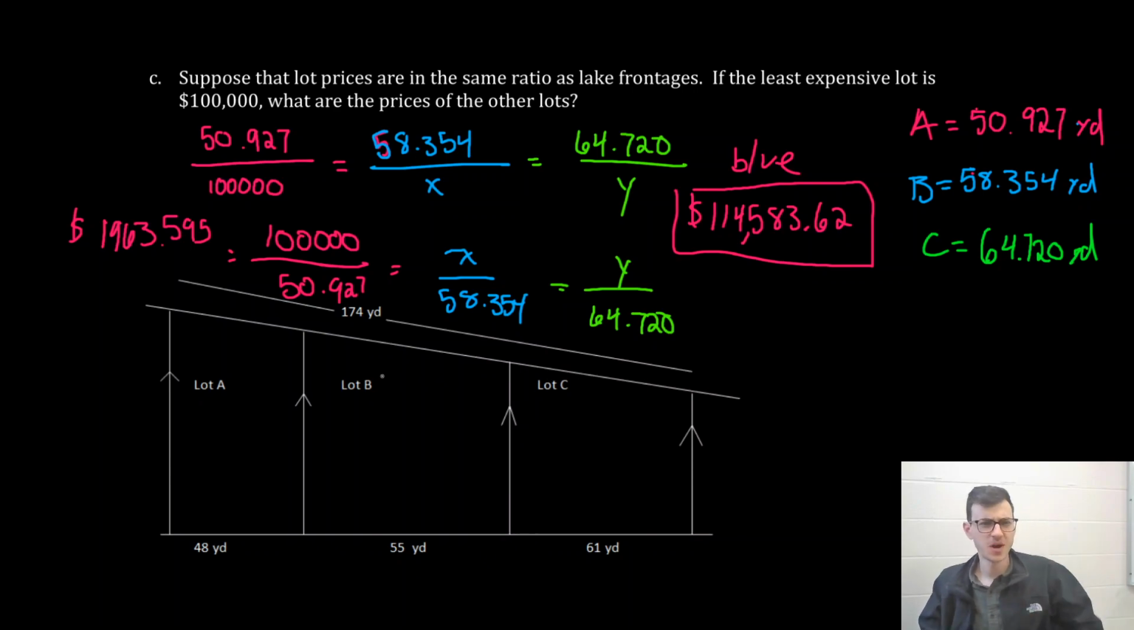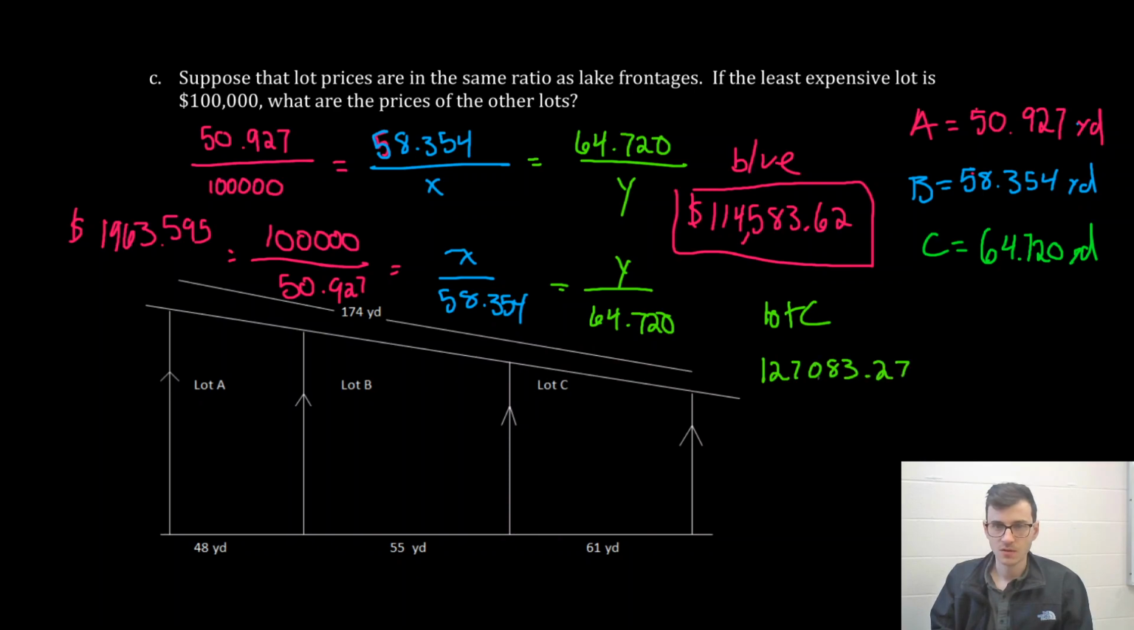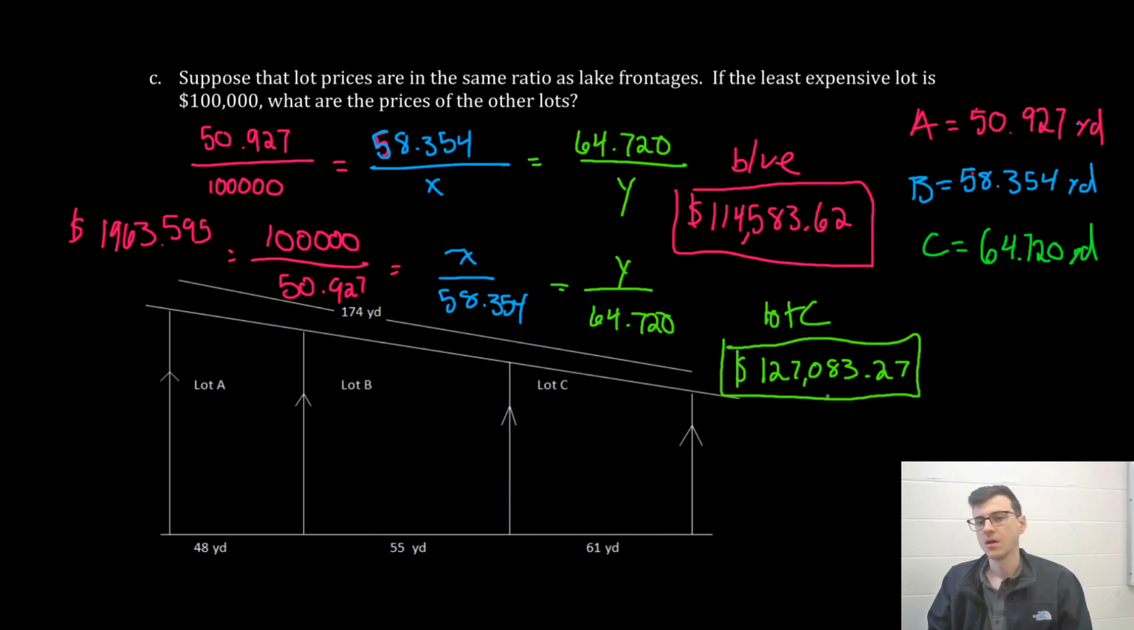You've got a phone on you, right? Okay, and now I'm going to multiply that by 64.720. You know, back in my day, they used to tell me you're not going to have a calculator in your pocket all the time. They were wrong. Okay, so lot C is $127,083.27. That's how much lot C would be priced for.